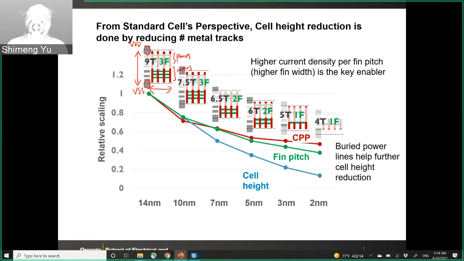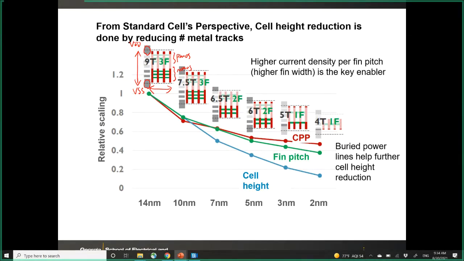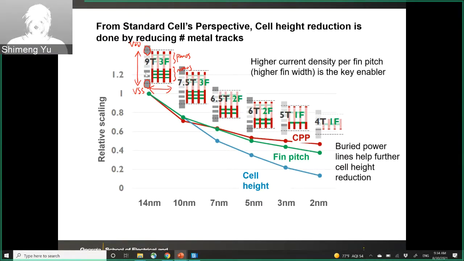So here the standard cell height and width. The height is defined as how many metal one tracks are used. For example, here in the 14 nanometer node, probably you will have 9P, that means 9 metal one tracks, and 3 fins, that means for NMOS and PMOS, each NMOS transistor will have 3 fins, those green ones. So have 3 fins for the NMOS and 3 fins for the PMOS.